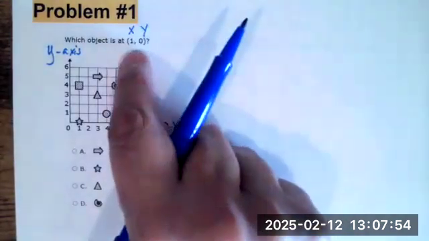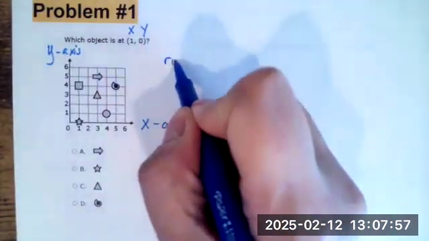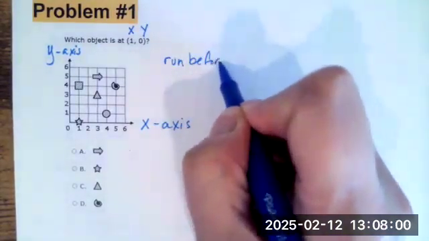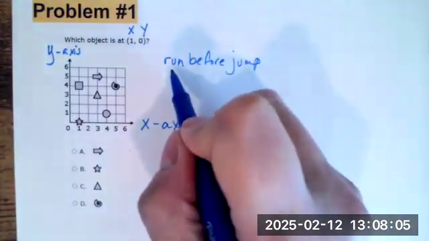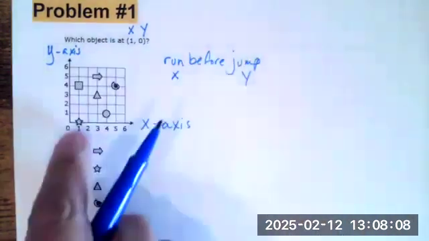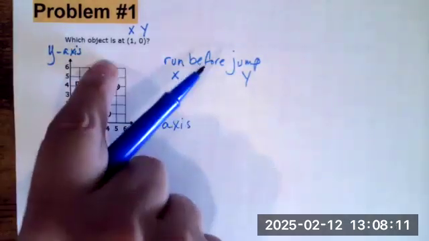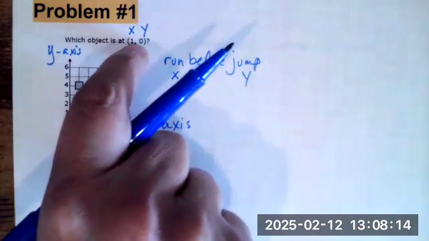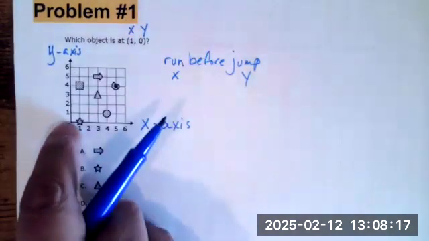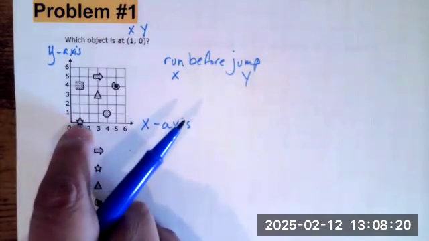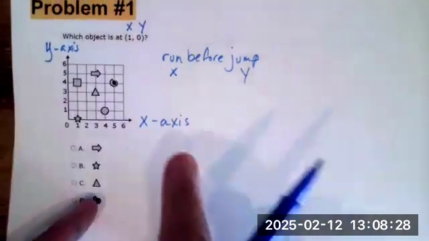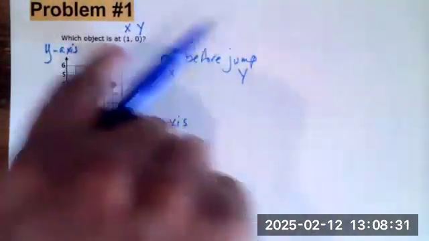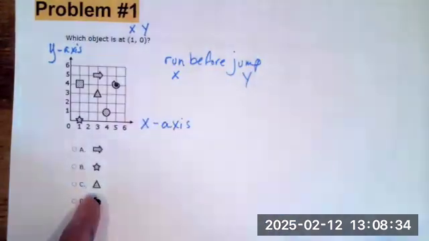So what you need to know here is, you run before you jump. I know it says run before jump. Okay, so X before Y. So we're running on the X axis before we jump. So this is saying go to the 1 on X. So look here, we're going to run. There's a 1 and 0. We're not going anywhere. So what object is that 1 and 0? You're going to choose which one that you see here. Okay, good. And please write down X axis and Y axis. Write this down because when you write it down, you're going to remember.